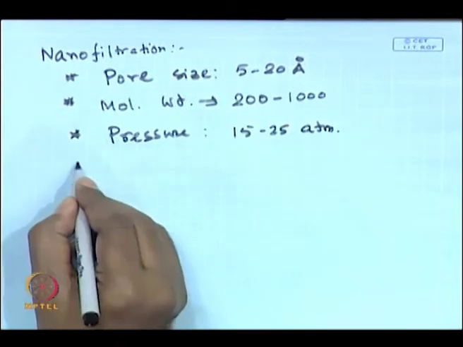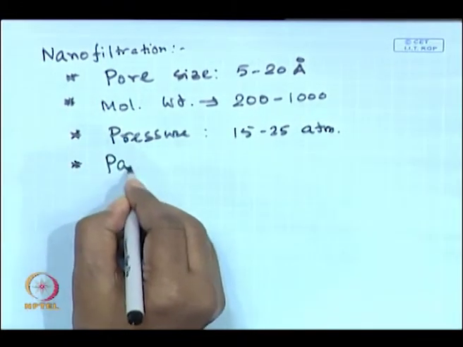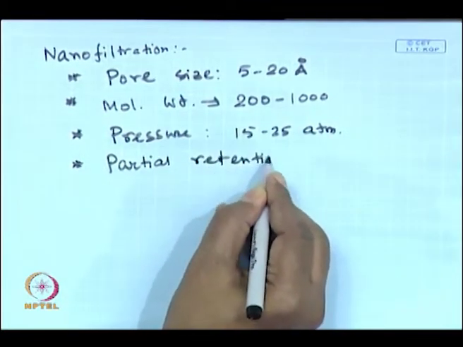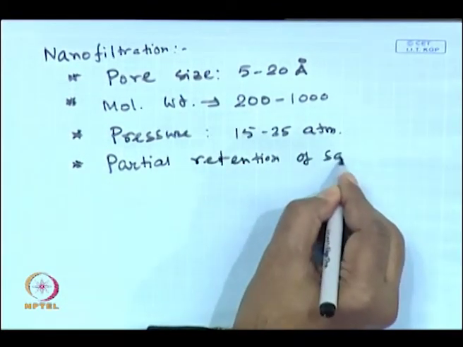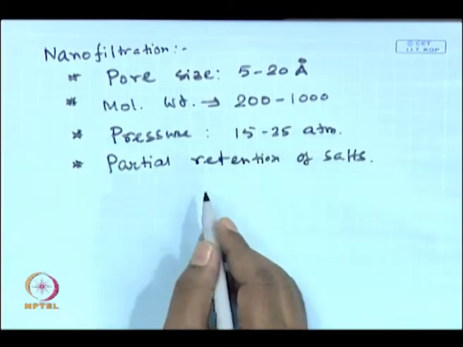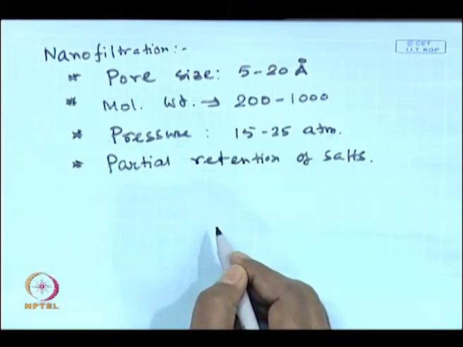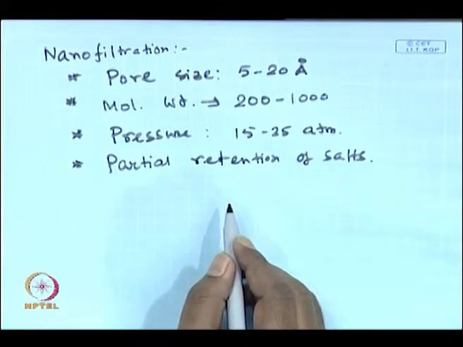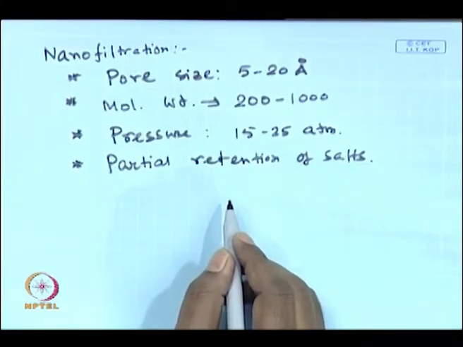Now, a good reverse osmosis membrane causes a partial retention of salts. A reverse osmosis membrane is termed a very good reverse osmosis membrane if it can reject a sodium chloride solution to the tune of 95 to 98%. If sodium chloride is separated to the extent of 95 to 98%, that particular reverse osmosis membrane is supposed to be a good reverse osmosis membrane.